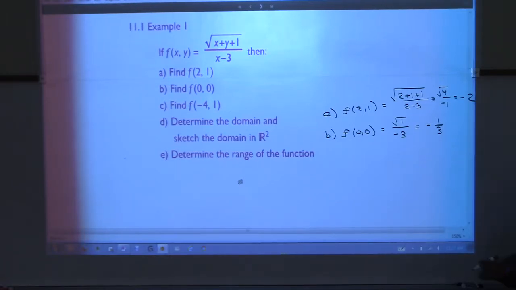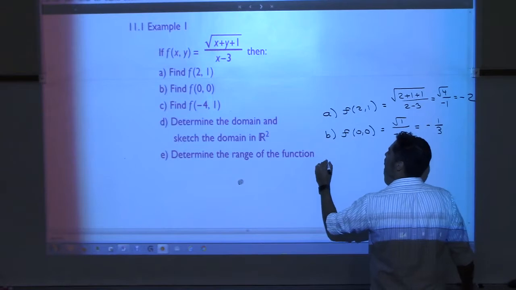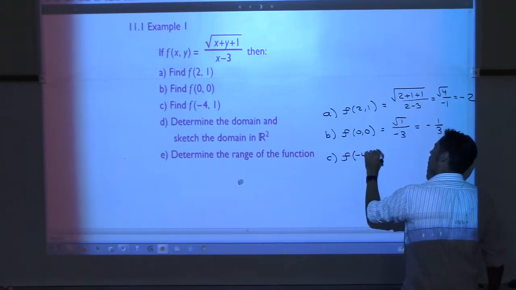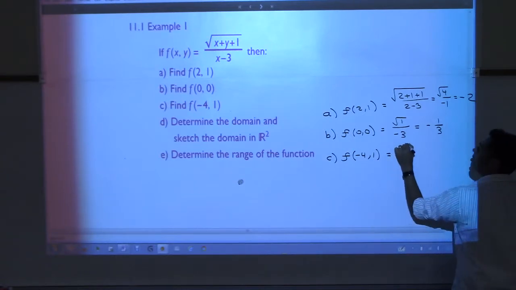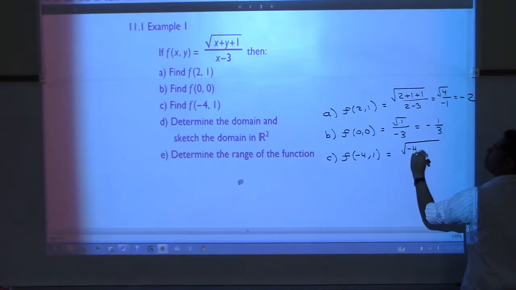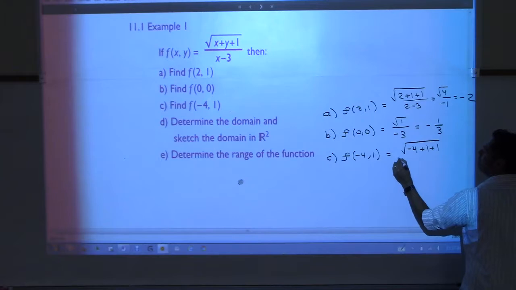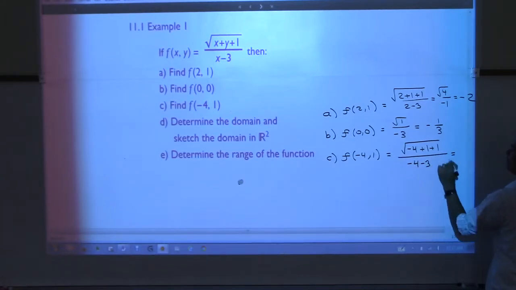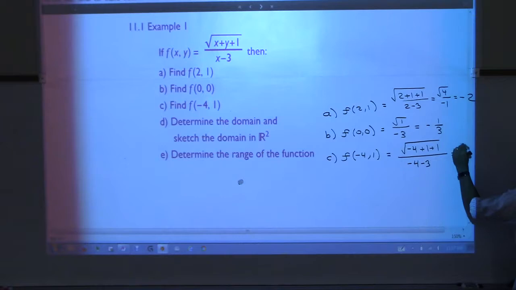Sure? Okay. How about f of negative 4, 1? On the top you get negative 4 plus 1 plus 1, over negative 4 minus 3. So, uh-oh. We have a problem here, don't we? Pardon me? The top is imaginary? Yeah, so we have root negative 2 over negative 7.